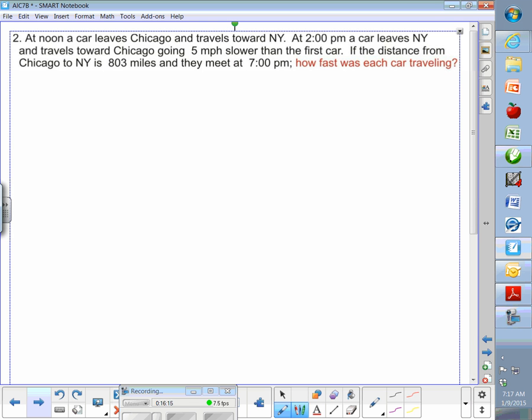All right. Take a look. I'm going to read it for you. At noon, a car leaves Chicago and travels toward New York. At 2 p.m., a car leaves New York and travels toward Chicago, going 5 miles per hour slower than the first car. If the distance from Chicago to New York is 803 miles and they meet at 7 p.m., how fast was each car traveling?